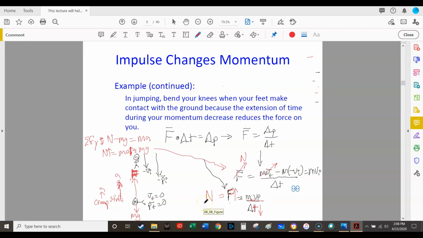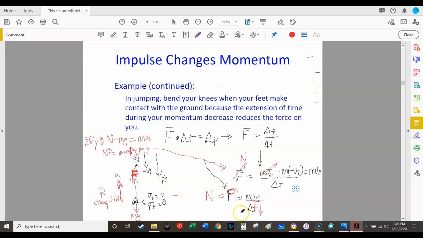So by elongating the period of time, you're lowering the force being applied to you, and that's because the acceleration is being lowered, right? The acceleration vector magnitude is actually decreasing. The magnitude is being scrunched. That vector is getting smaller, right?